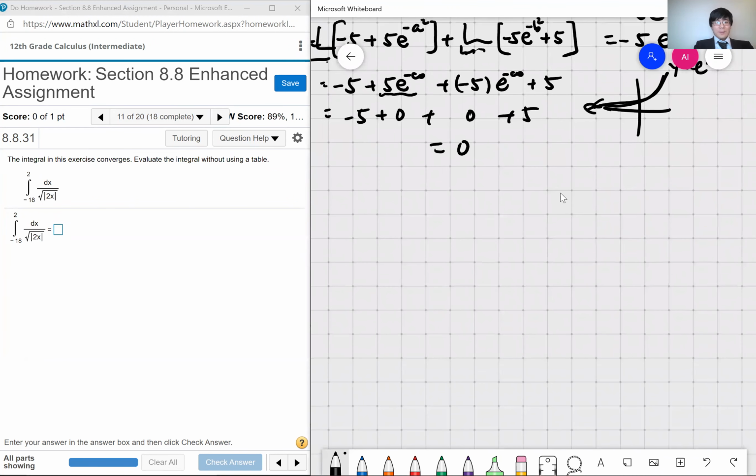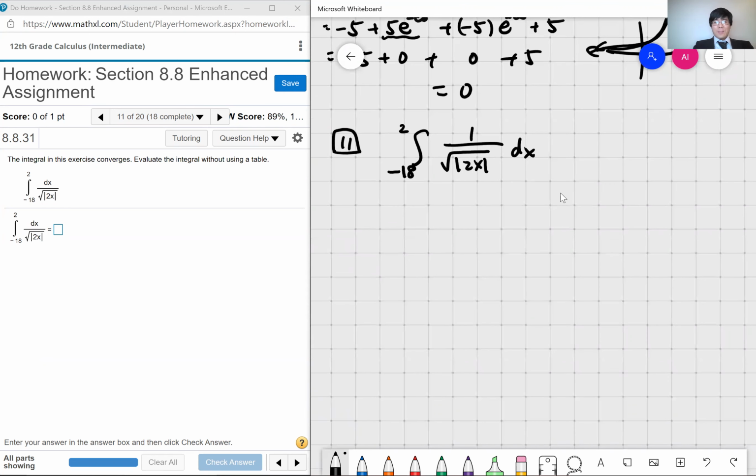Okay, number 11. The integral from -18 through 2 of 1 over the square root of the absolute value of 2x dx. Clearly this function is not defined at x equals 0 because the denominator becomes 0. So this is an improper integral of type 2.